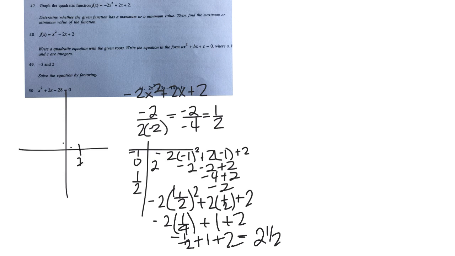So at 0, I'm at 2. At negative 1, we're at 2.5. I'm sorry, at negative 1, we're at negative 2. And at 1/2, we're at 2.5. And then we have some symmetry. And there's our parabola.